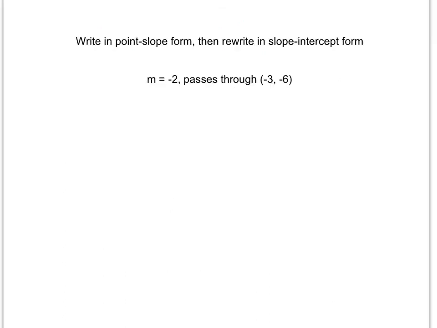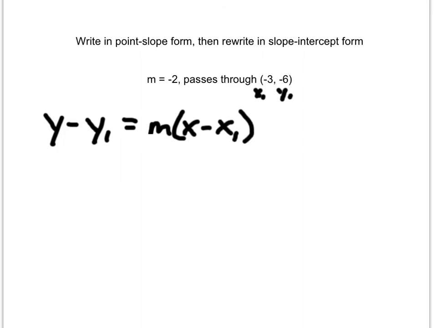Okay, this example says to write in point slope form and then to rewrite in slope intercept form. So what we're trying to accomplish here is just so that these can go together and work together. So I got the slope, I got a point, so I know this is going to be my x1 and my y1 here. So our formula for point slope first is y minus y1 equals m times x minus x1. Okay? And we're going to plug this in as it looks.